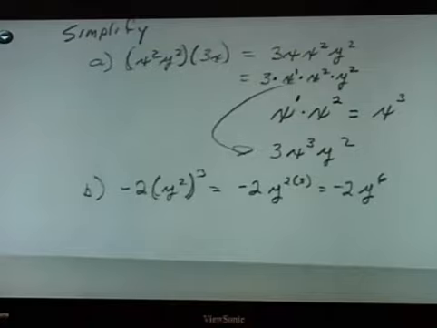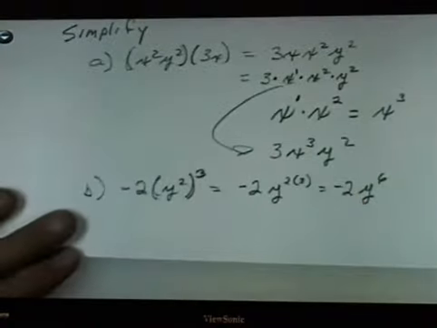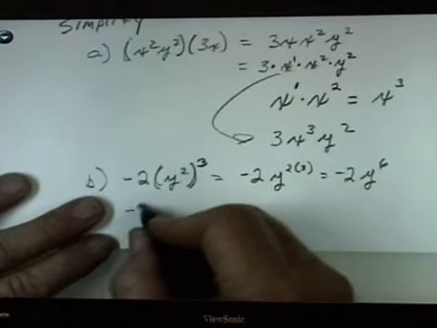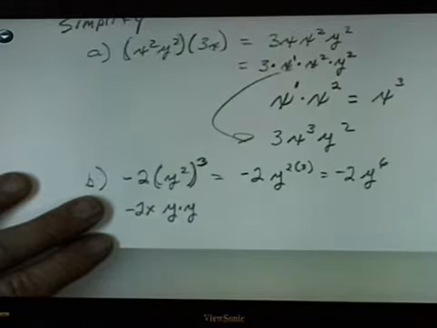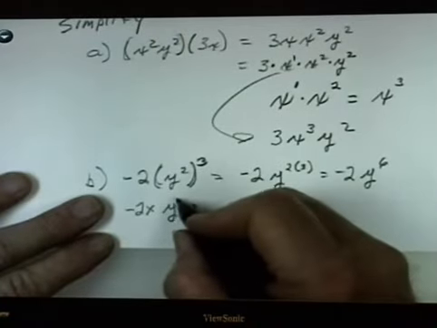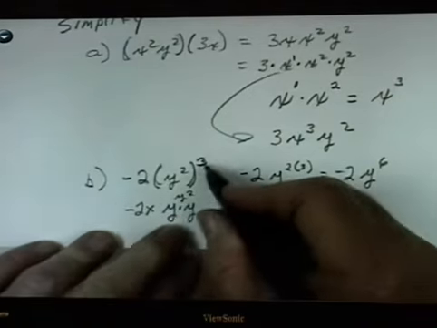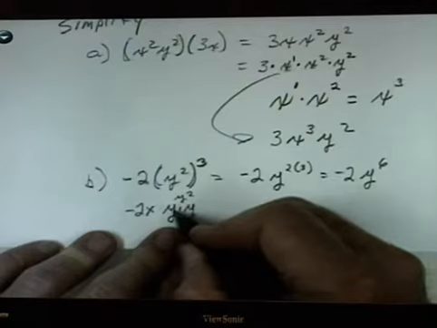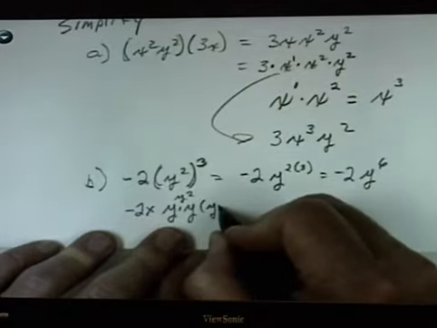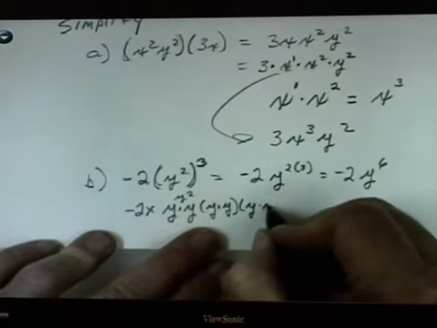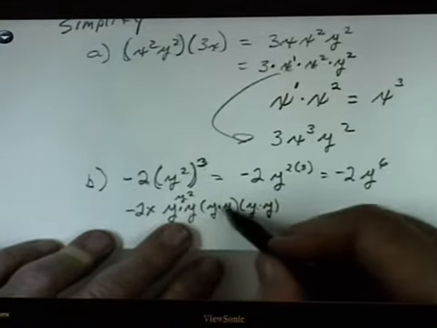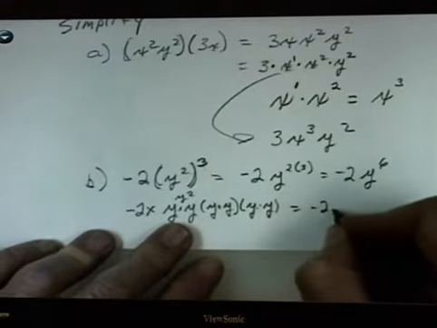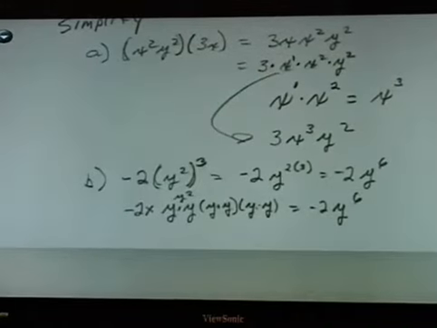Everybody see that? Let me show you that. This is a minus 2 times y squared, which is y times y. This says we're going to multiply this y squared times itself 3 times. So this would be y times y, that's 1 time, and y times y, that's the 3rd time. We're taking this square, multiplying by itself 3 times, that's y to the 1, 2, 3, 4, 5, 6 times. All right?